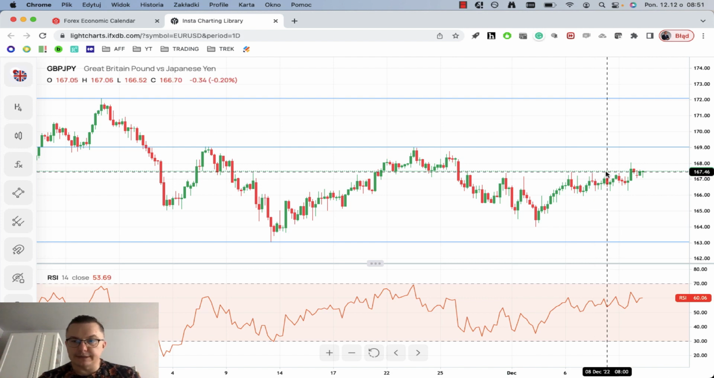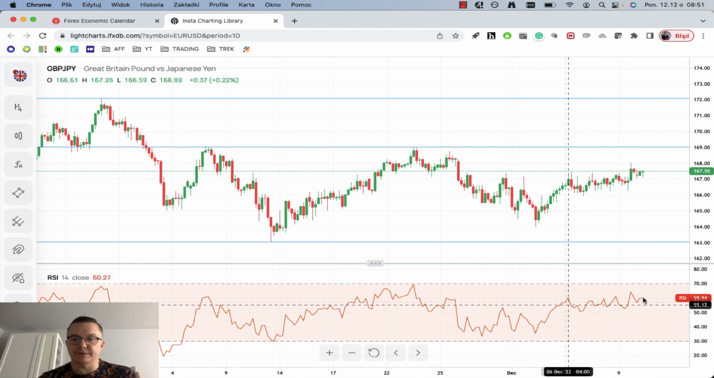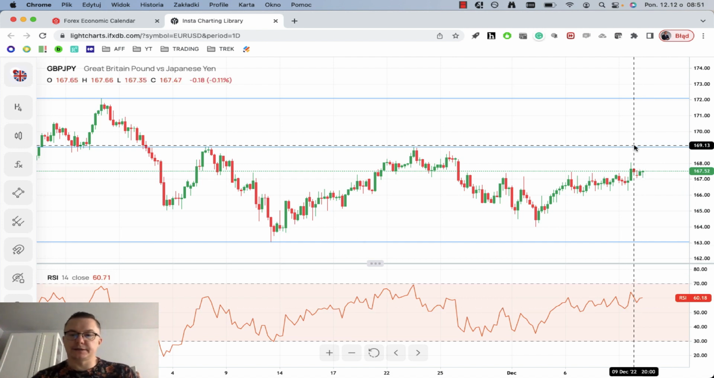So basically no direct attempt to break out higher. Nevertheless, the momentum remains strong, momentum remains positive, so we might expect another rally to the upside soon.